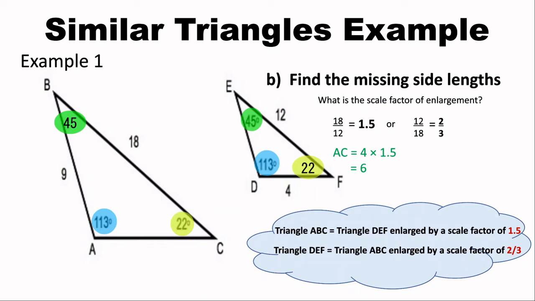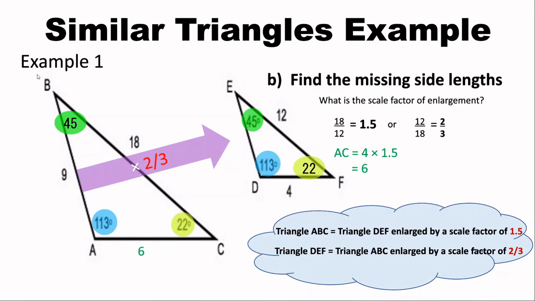Let's use that scale factor so you can see that when I work out side length DE, which is between the 113 degree and 45 degree angles, it is corresponding to the side length AB, which is 9 between the 113 degree and 45 degree angles. 9 times 2/3 is exactly 6. So side length DE must be 6.